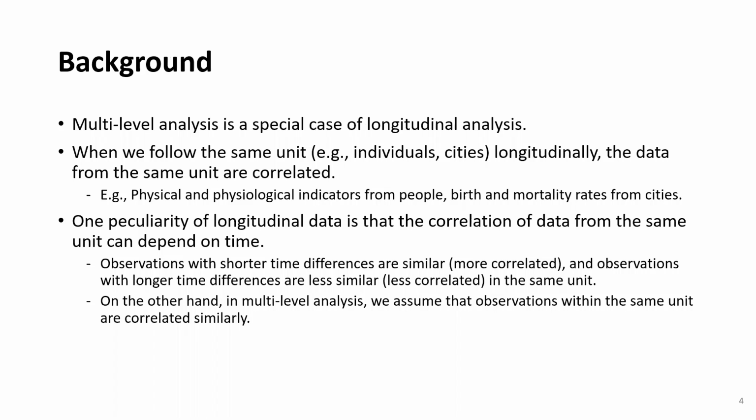When we follow the same unit, for example individuals or cities, longitudinally, the data from the same unit are correlated. For example, physical and physiological indicators from people, like anthropometric measurements, height, weight, BMI, and biochemical data from blood or urine, are correlated if we get the data from the same person, as you can imagine. Also birth and mortality rates from the same city tend to be correlated.